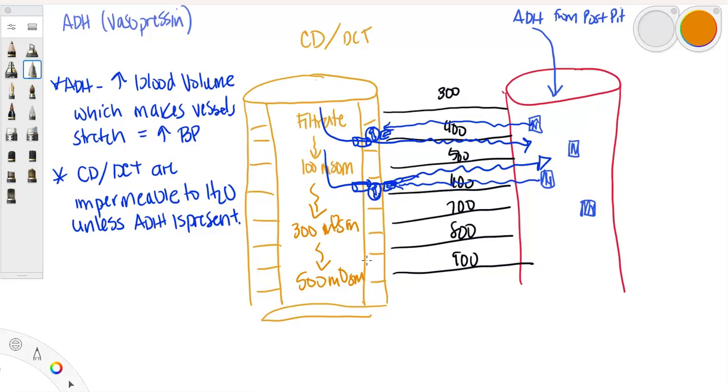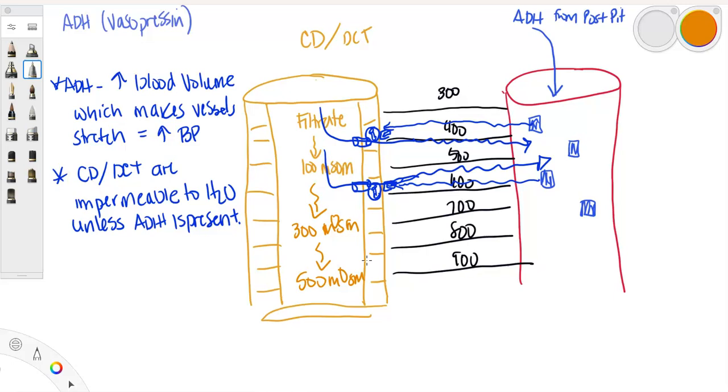All right, so that is one of the things that happens at the DCT and the collecting duct that helps to tweak that filtrate where it's eventually going to become urine. So it'll either be kind of dilute urine or it'll be concentrated urine, depending on what's going on with the body. And it does this through being stimulated by hormones. And ADH is one hormone that this happens with. And this is going to have an effect on blood pressure.